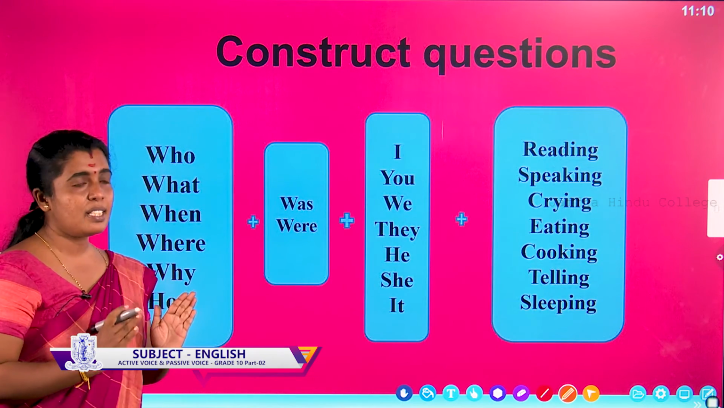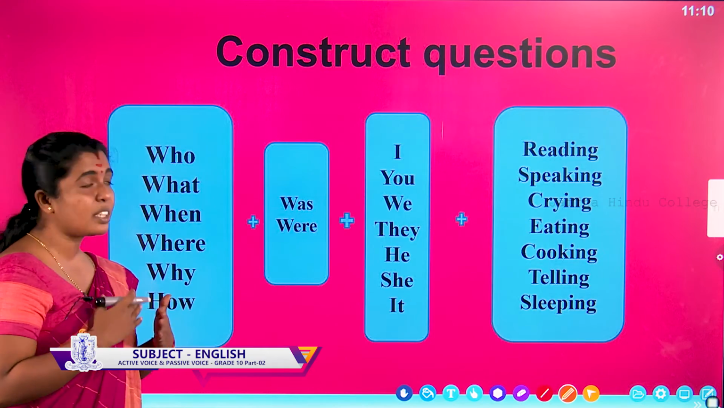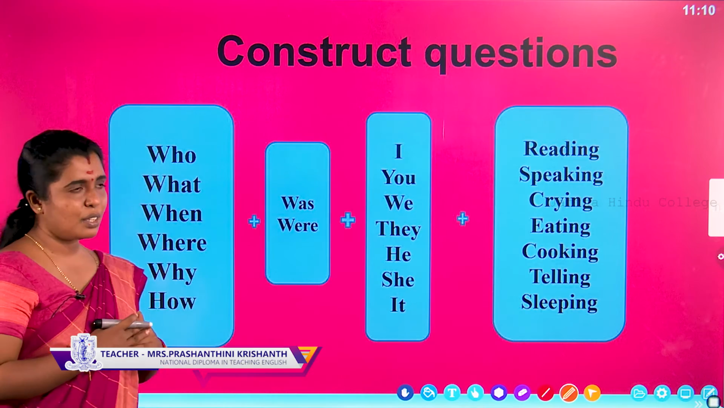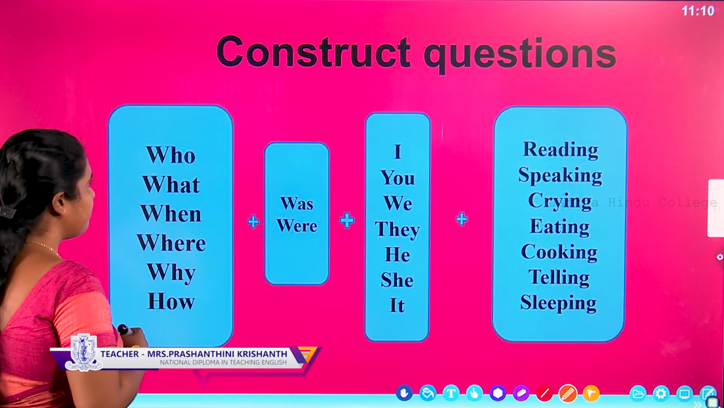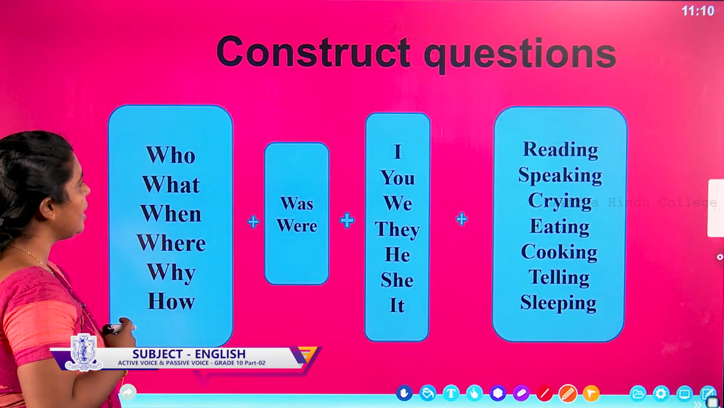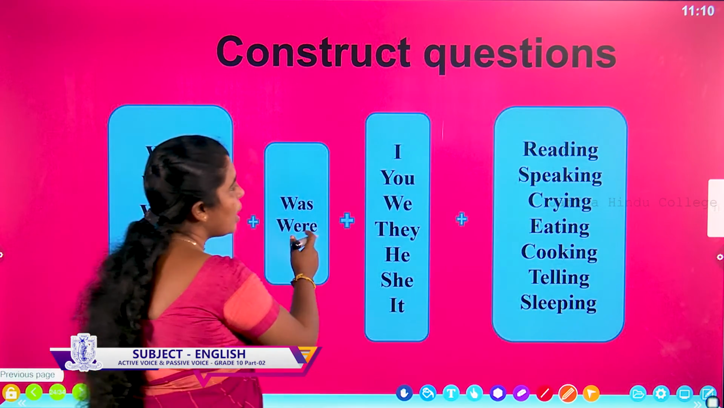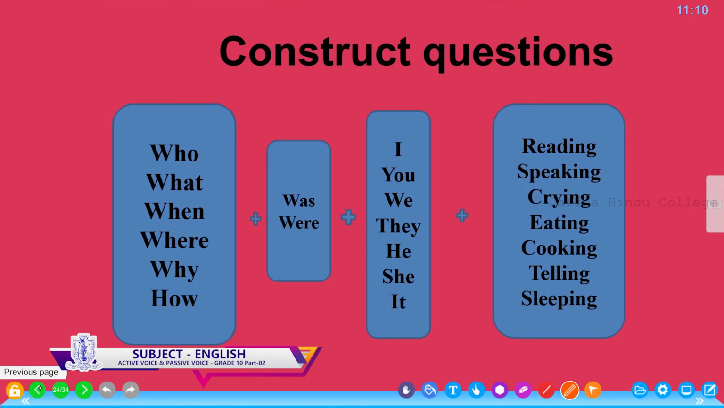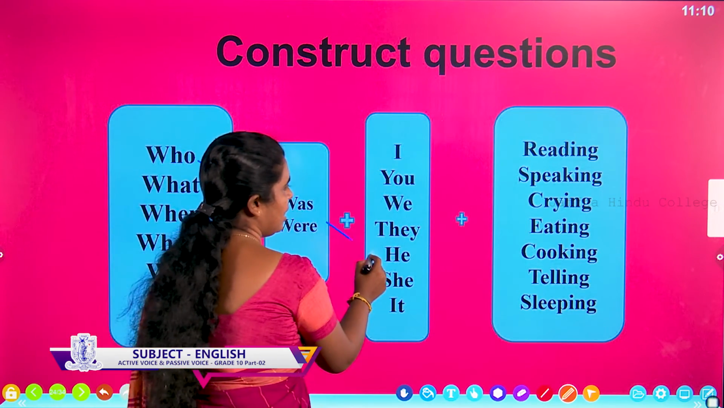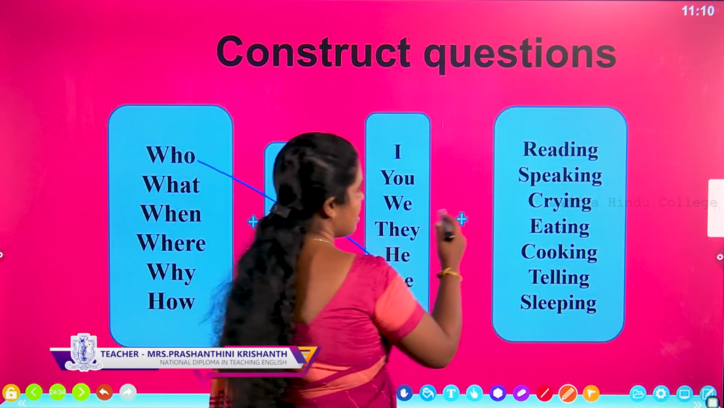You know the meaning for these verbs, right? Now, our work is going to construct questions, right? Using these clues, we are going to construct questions, right? Let's see. In this slide, we are going to write. Number one, we can make, right, who was, so we can use here I, he, she, it only because we chose was, right? So, who was he speaking?